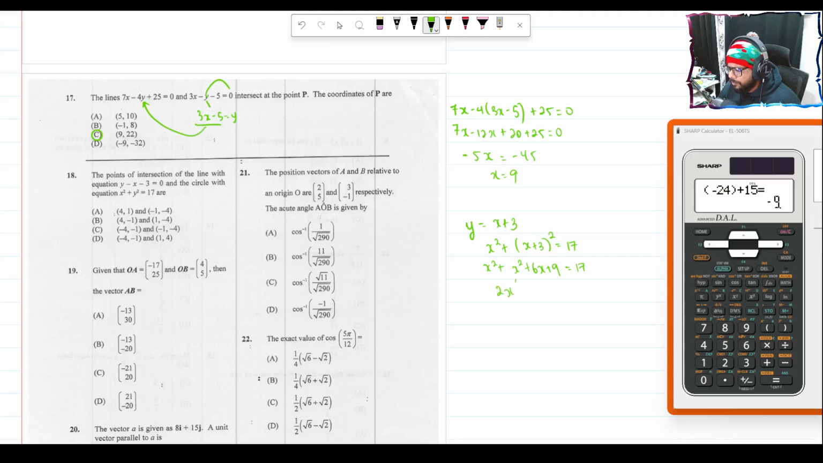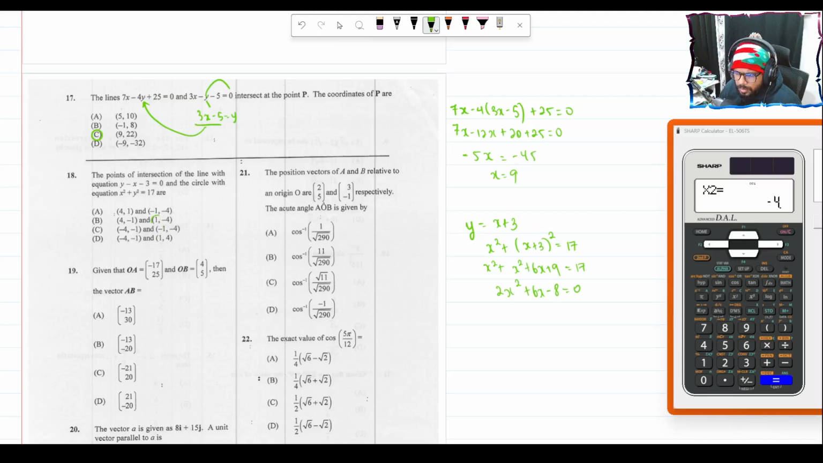2x squared plus 6x, 9 minus 17 is minus 8. Use the quadratic formula on your calculator one time: 2, 6, and negative 8. I get x is 1 and x is minus 4. So these are my x values here and here. So I'm looking for 1 and minus 4.